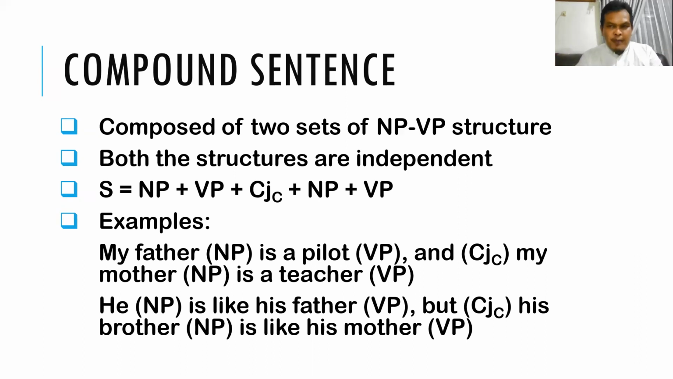Okay, the same rule also applies to the second example. So he is like his father, but his brother is like his mother. The meaning of the first NP-VP structure does not depend on the meaning of the second structure. So he is like his father is not because his brother is like his mother. And vice versa, his brother is like his mother. Its meaning does not depend on he is like his father.